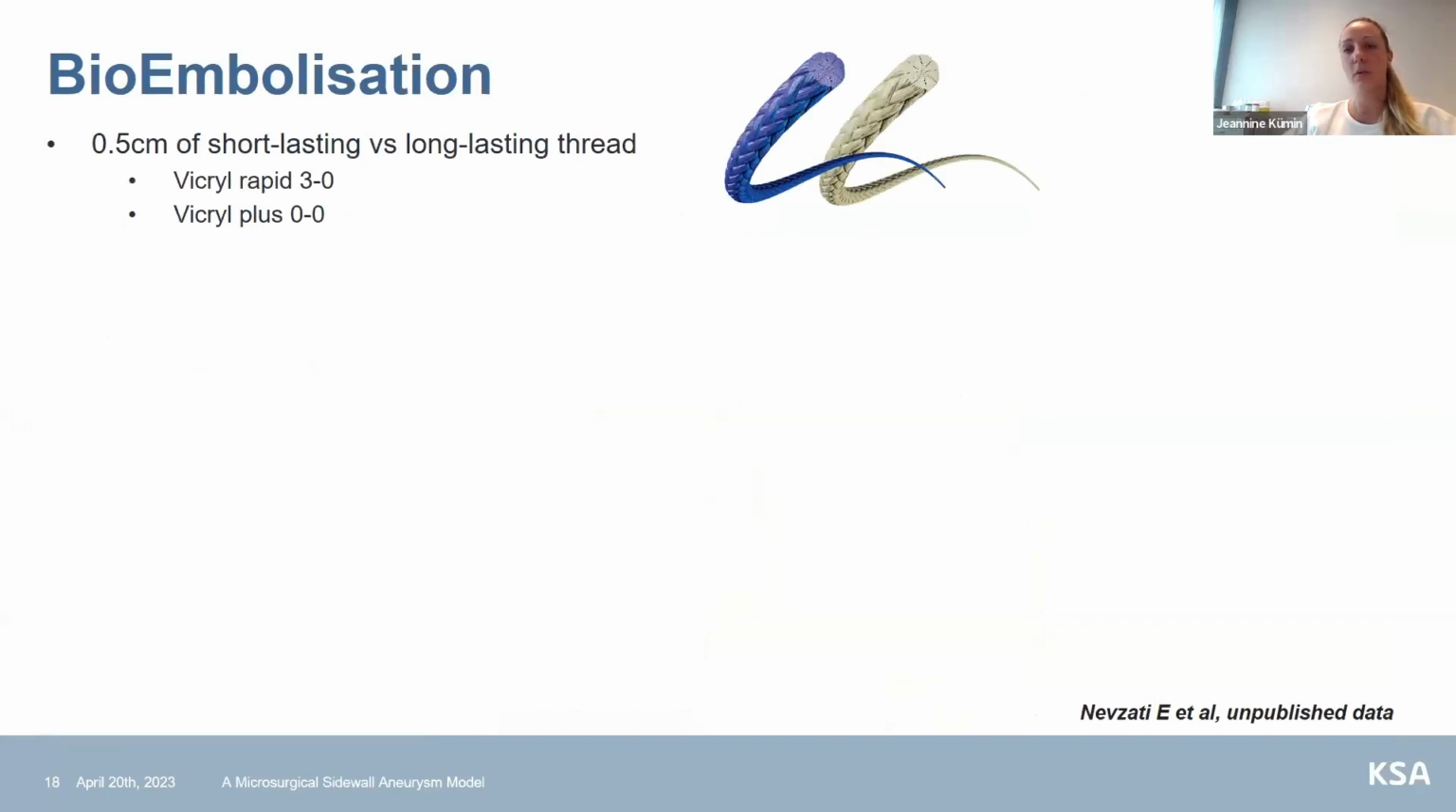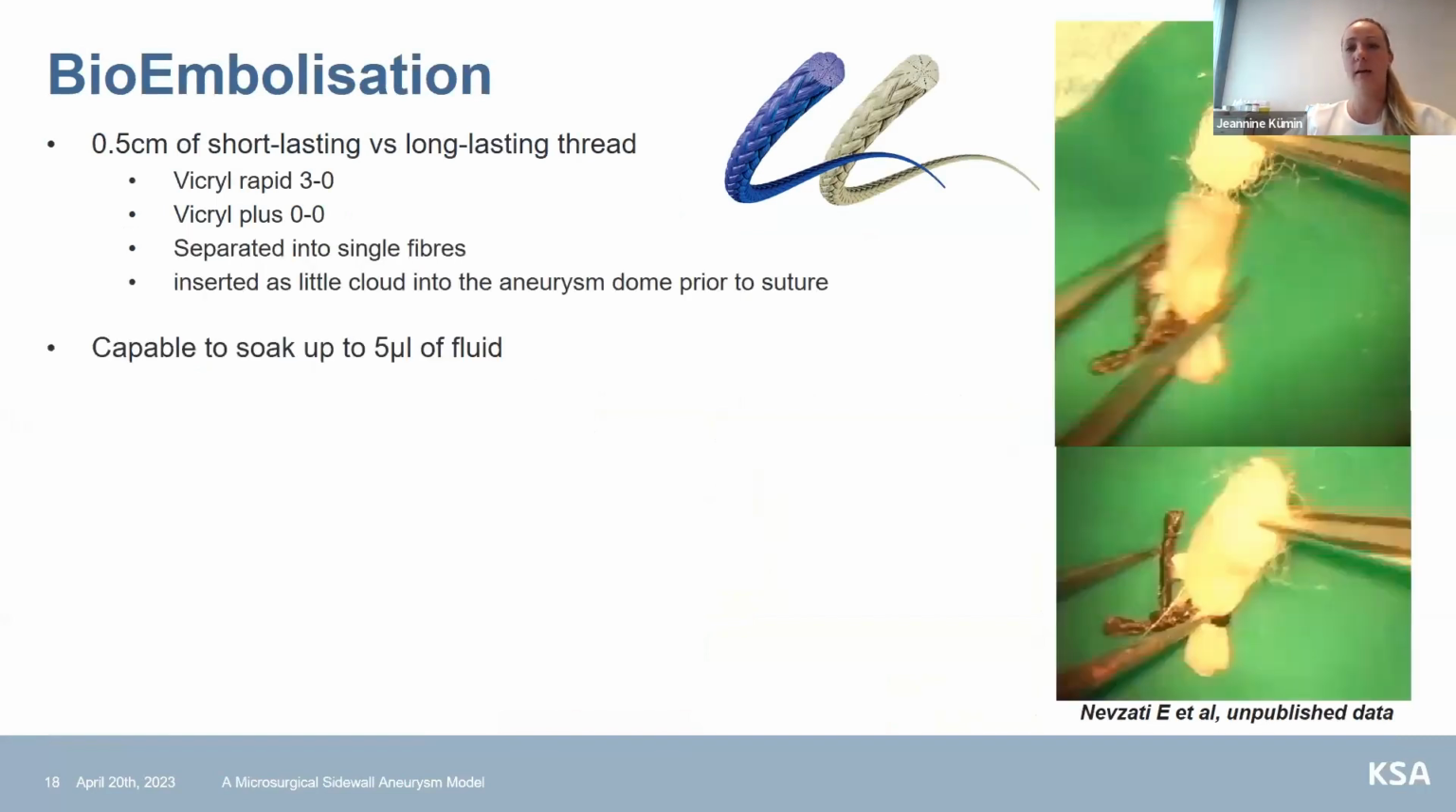One of the materials we used together with the stent, but also on its own, was the BioEmbolisation material. We had tested 2 different threads. We took 0.5 centimeter of each thread. We had a short and a long lasting one, and they were then separated into their single fibers and formed as a little cloud, which could be inserted into the aneurysm dome.